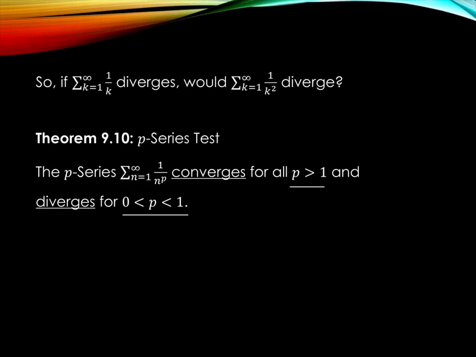So the P-series says that if you have the summation from n equal 1 to infinity of 1 over n to the p, it converges if p is greater than 1, and it diverges if 0 is less than p is less than or equal to 1. I feel like I've got an equal sign missing somewhere. Okay, we had the equal to 1 case just a moment ago. If p is 1, we've got the sequence 1 over n. That diverged.